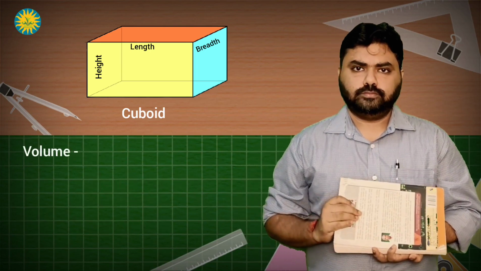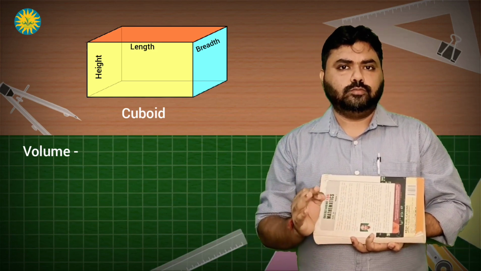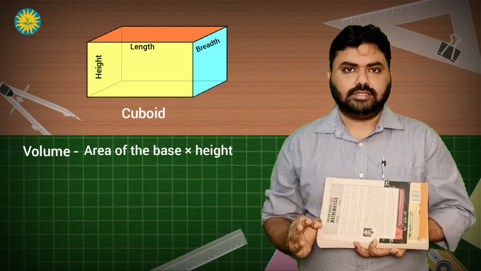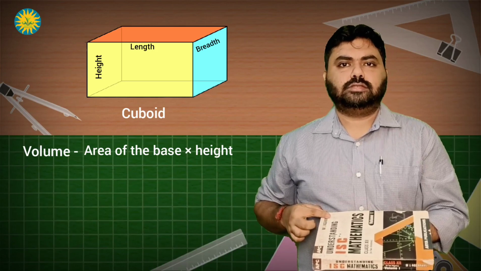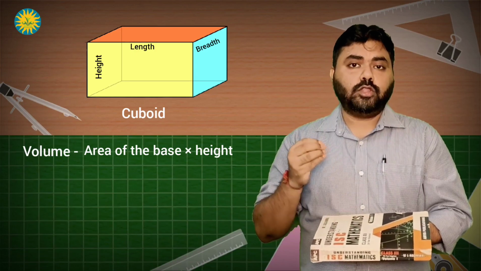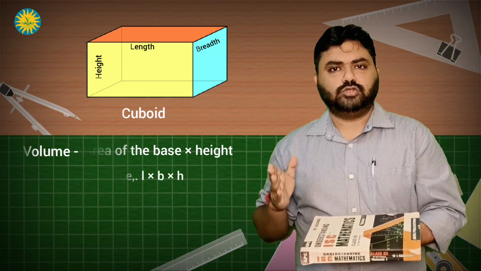Now the volume. What will be the formula of the volume? The formula of the volume of any three-dimensional figure is the area of the base into its height. Therefore the area of the base means length into breadth, and into height. That is the volume, L into B into H. Okay, now the units. The curved surface area and the total surface area are measured in square units, whereas the volume is measured in cubic units.